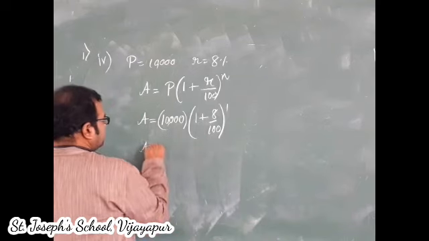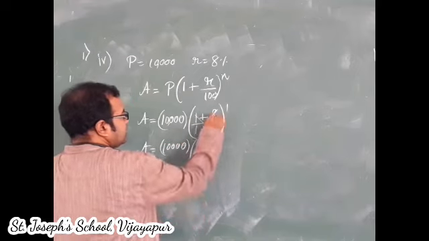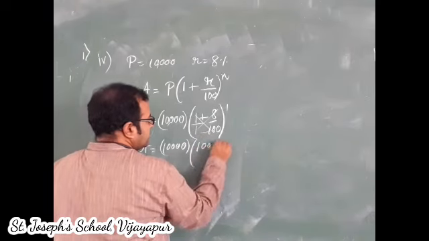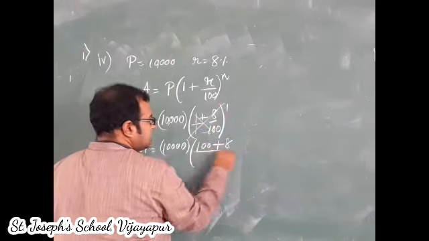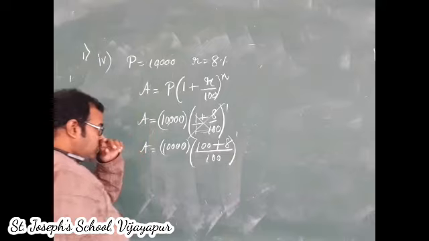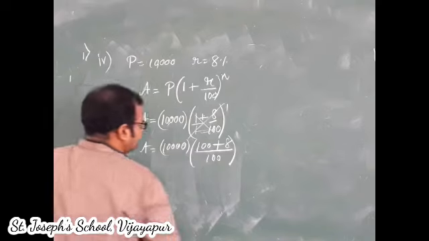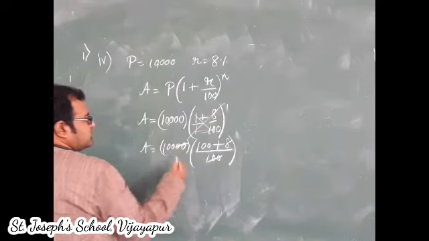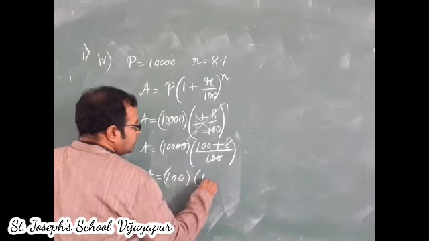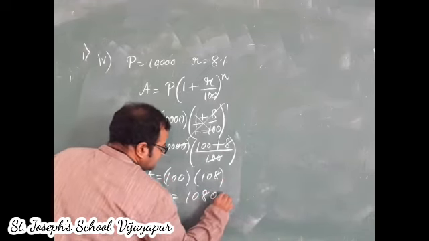So that's equal to 10,000 into (1 into 100 is 100, 100 plus 8) upon 1 into 100, which is 100. Total power 1. Power 1, even if you don't write it, it's okay, because anything to the power 1 is itself. Now simplification: 2 zeros and 2 zeros cancel here. The amount that you're going to get is 100 into 108, so that's equal to 10,800.